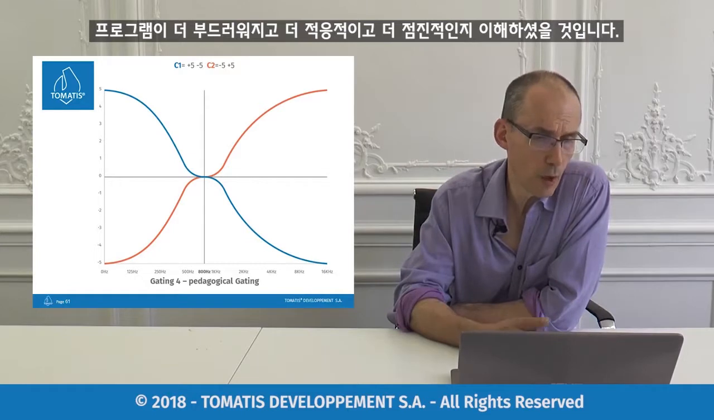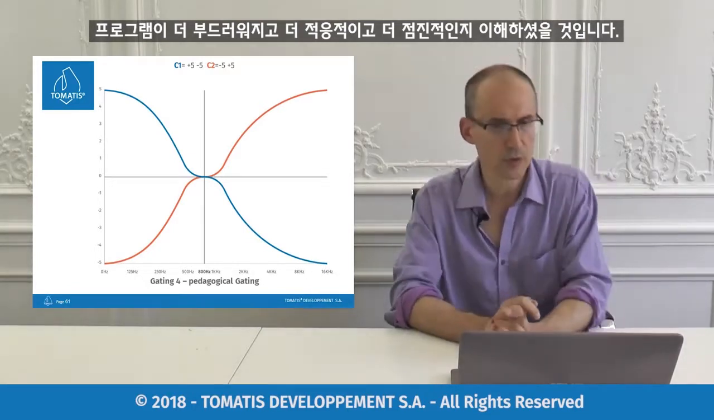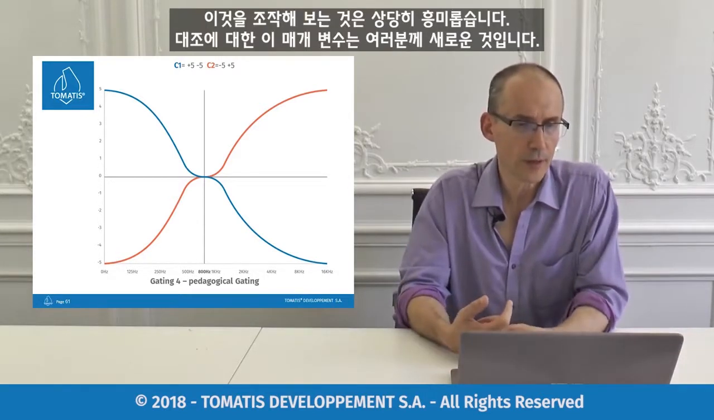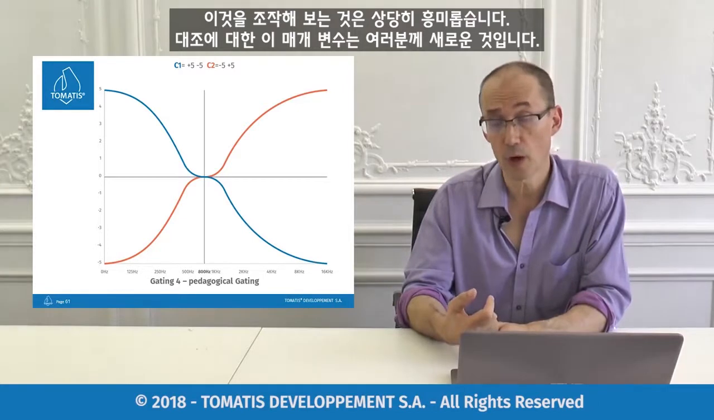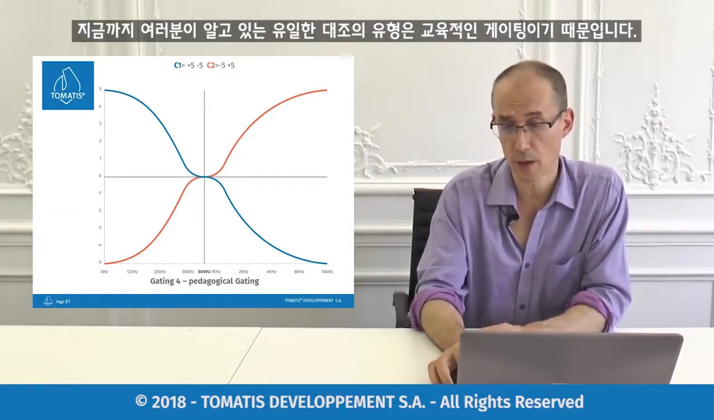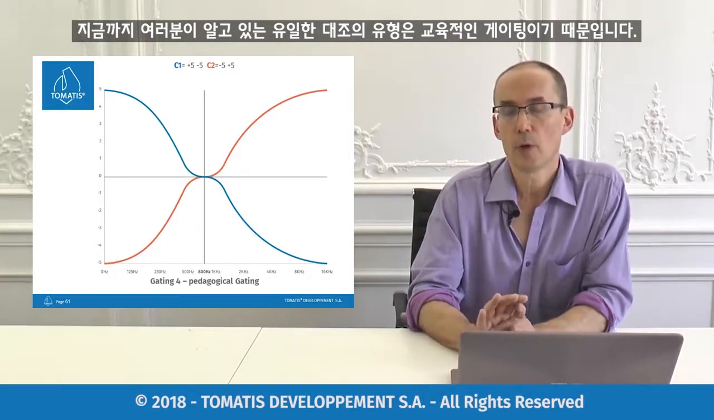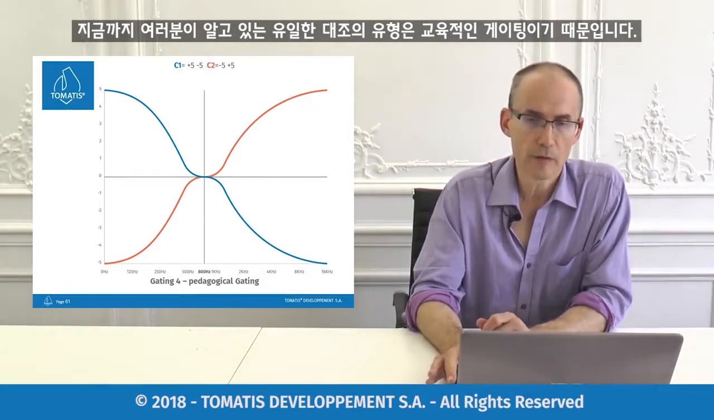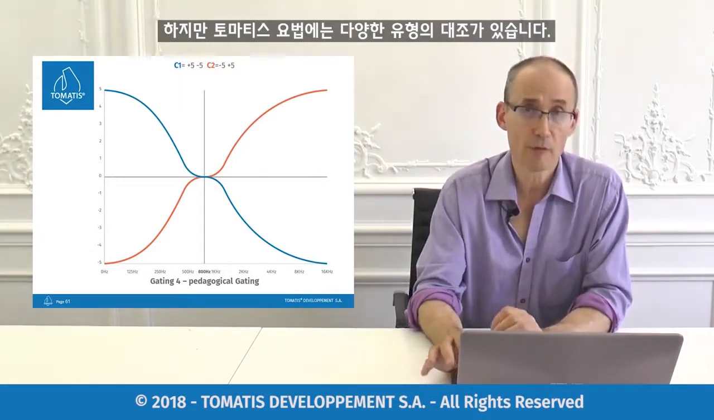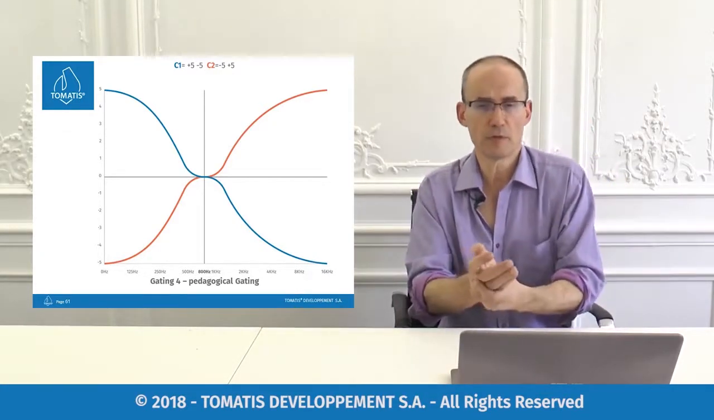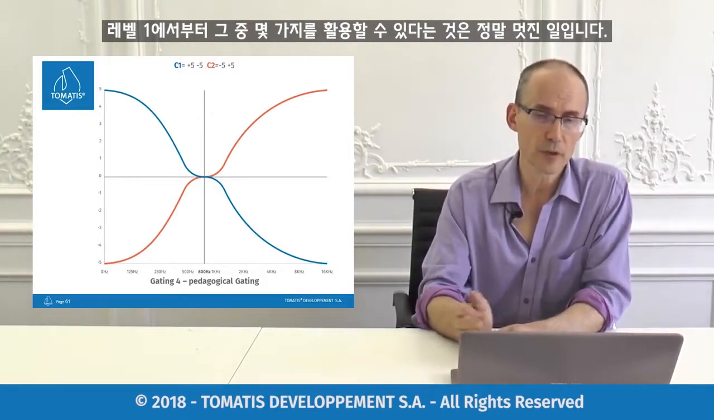And you understand why. To have smoother programs and more adapted programs, more gradual programs, it is quite interesting to play with this parameter of contrast, which is new for you. I know it's new for you because up to now, the only type of contrast you have been acquainted with is the pedagogical contrast, gating 4. But you have a lot of different contrasts in the Tomatis method. It's quite nice to use some of them right from the start in level 1.